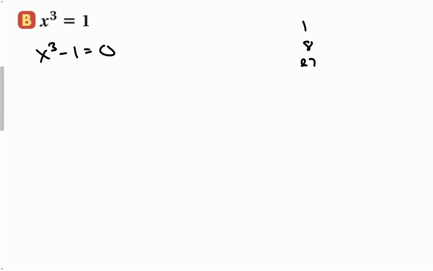27. 64. 125 is 5 to the third. 6 to the third is 216. And you get the idea. You can calculate the rest of these going up to 10, going up to 1,000.